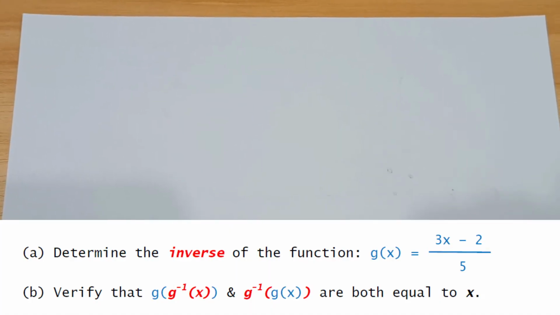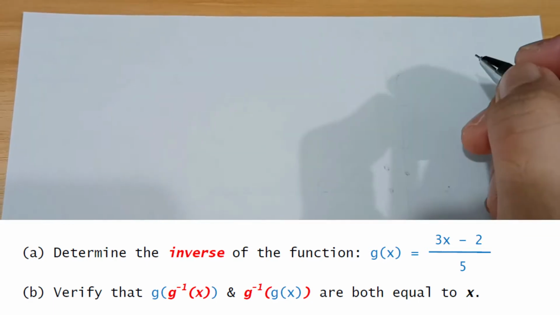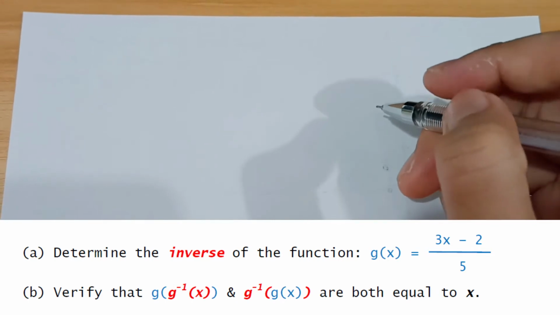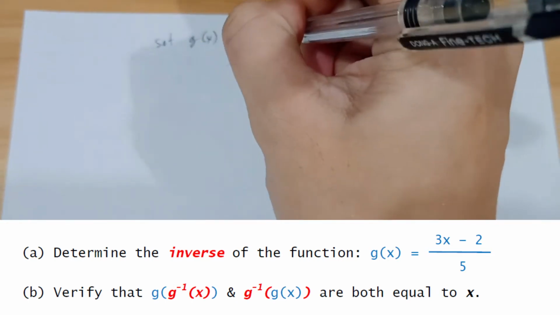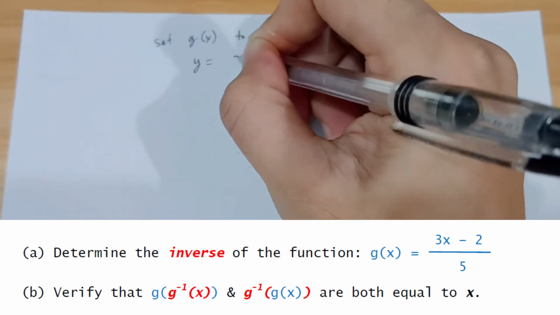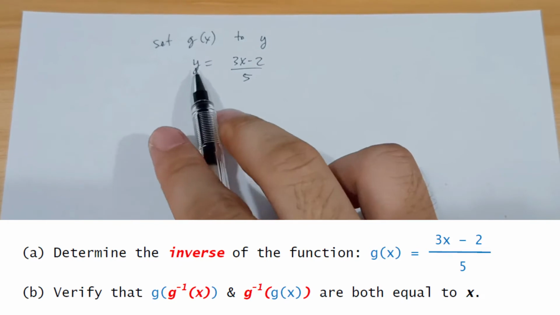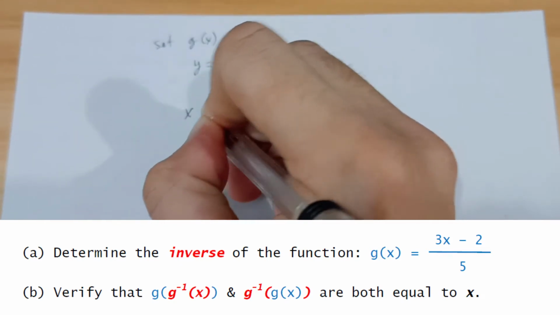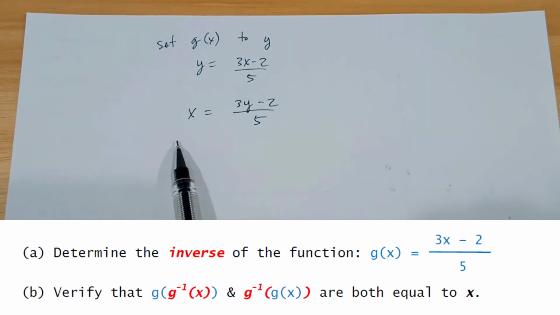Second problem natin, determine the inverse of the function g of x. Ito ay function, equation of the line din siya kasi naka first degree lang yung exponent natin. So, hanapin natin yung inverse niya. Set g of x to y. So, magiging y is equal to 3x minus 2 over 5. Interchange x to y. Magiging x is 3y minus 2 over 5.